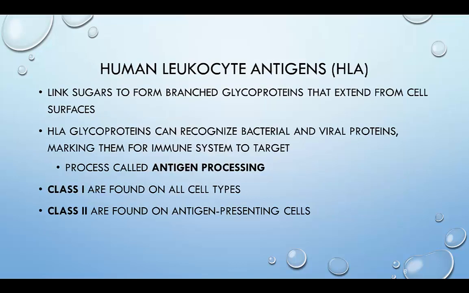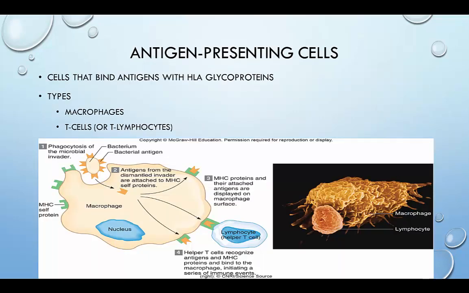There is a link with sugars to form the branched glycoproteins that extend from the cell surfaces. HLA glycoproteins recognize bacterial and viral proteins, marking them for the immune response to target. This process is called antigen processing. Class 1 are found on all cells. Class 2 are on our antigen-presenting cells. This is what our antigen-presenting cells look like. We have 2 types: the macrophages and the T cells, or T lymphocytes.